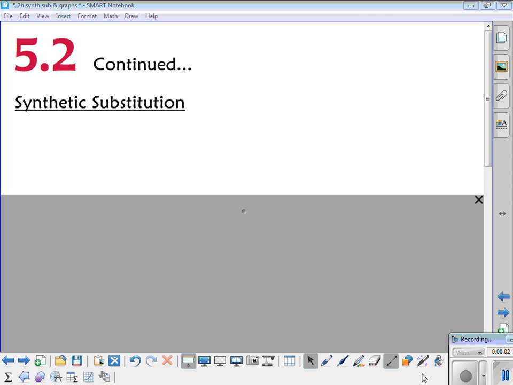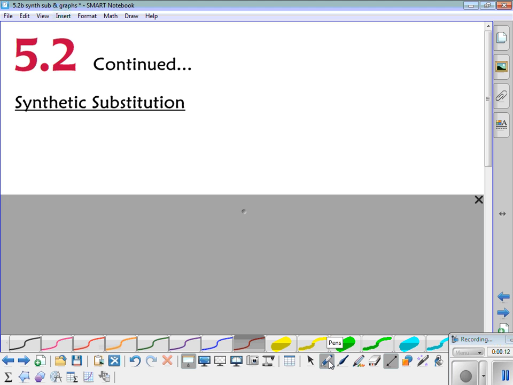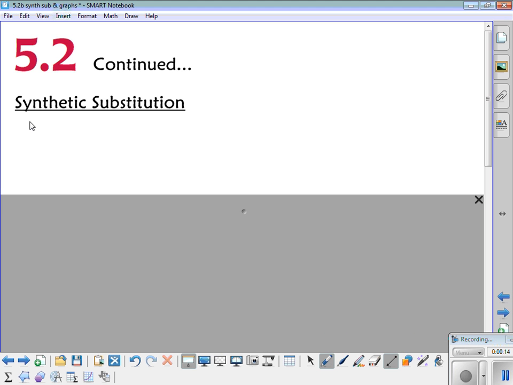Okay, so on Friday we started section 5.2 and we stopped with direct substitution, which was where you just plug it in, right? So today we're going to talk about synthetic substitution. It is a whole lot easier and quicker. It uses fewer operations than direct substitution.